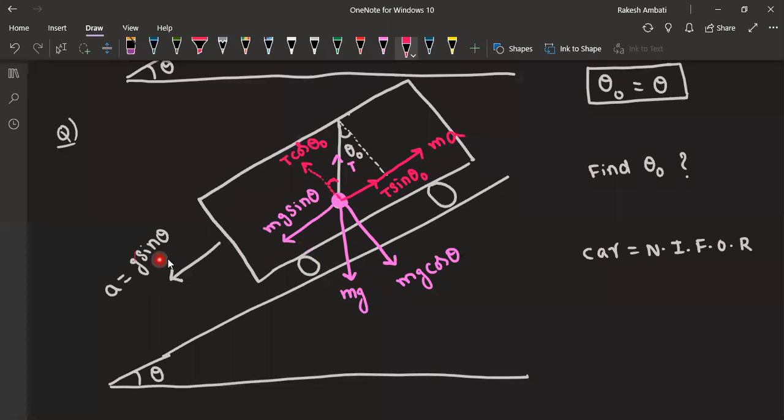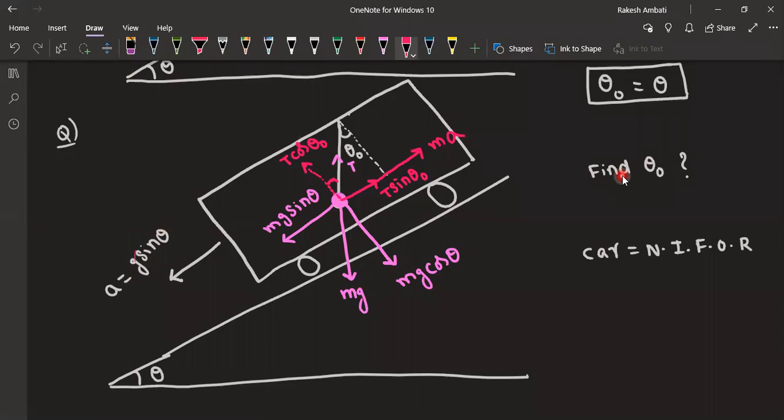In the case of a non-inertial frame, along with real forces, a pseudo force is also present, drawn opposite to the acceleration of the non-inertial frame. The acceleration is down the inclined plane, so the pseudo force is up the inclined plane. That is MA, where A is the acceleration of the non-inertial frame, which is g sin theta. Now we have to find the theta naught value.